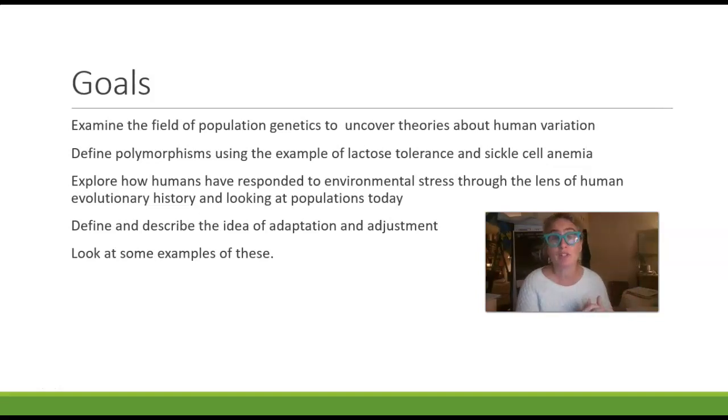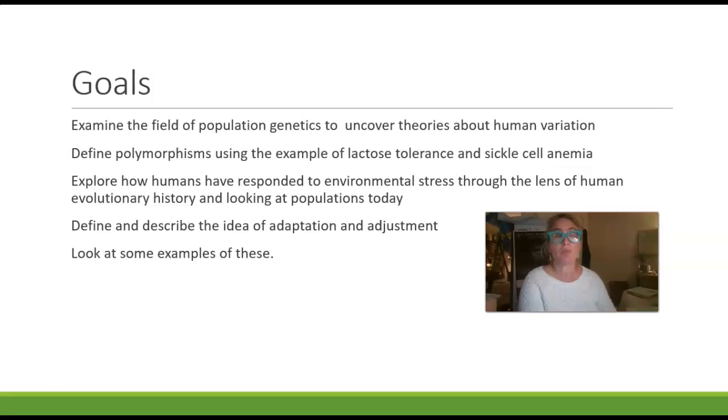So we're going to briefly talk about the field of population genetics and how it can help us understand human variation and explore that. We're moving beyond those archaic concepts of race that are inadequate to understand variation. We're going to be using another concept called the polymorphism. We're going to define what a polymorphism is and use the example of lactose tolerance and sickle cell anemia to get a better idea of polymorphisms.